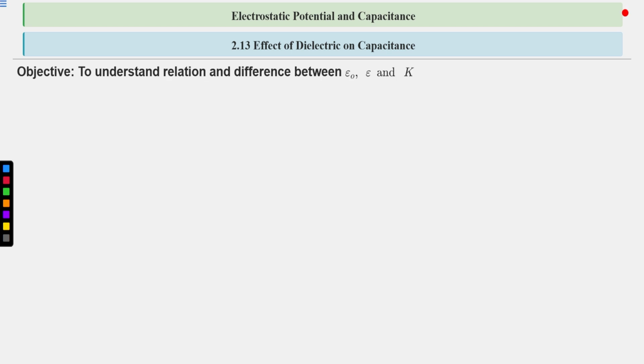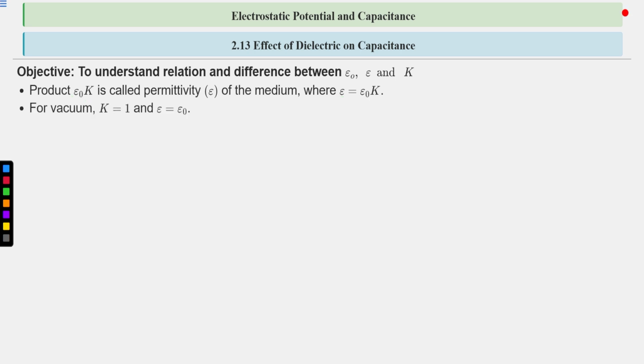To understand the relation and difference between epsilon naught, epsilon and K: the product epsilon naught K is called permittivity. I have already discussed that epsilon naught into K is the permittivity of the medium. Epsilon naught is the permittivity of free space, permittivity of vacuum or air, and this is the permittivity of the medium. So the permittivity of the medium is equal to the permittivity of free space into the dielectric constant, and the dielectric constant is epsilon upon epsilon naught. Got it?